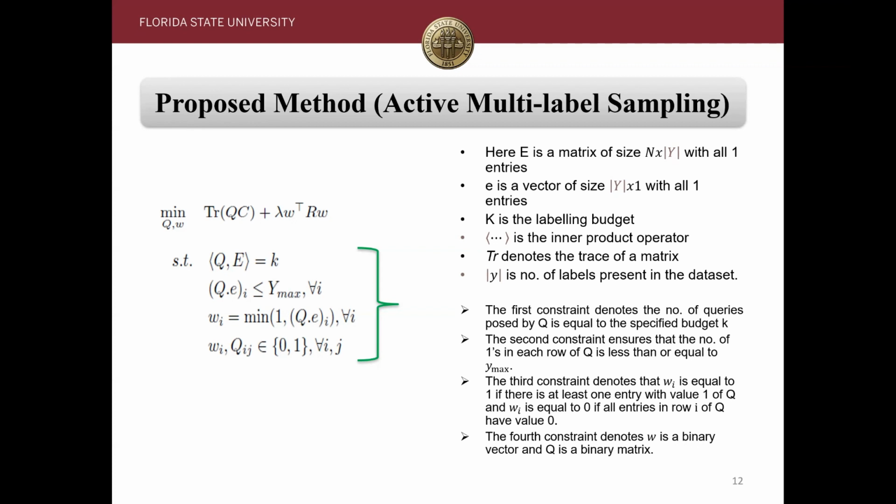The third constraint denotes that Wi is equal to 1 if there is at least one entry with value 1 in row i of Q, and Wi is equal to 0 if all entries in row i of Q have value 0. The fourth constraint denotes that W is a binary vector and Q is a binary matrix.